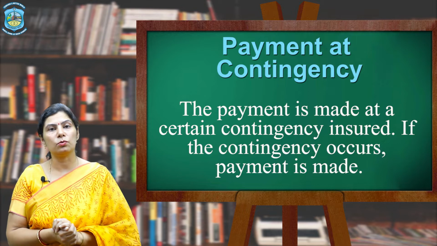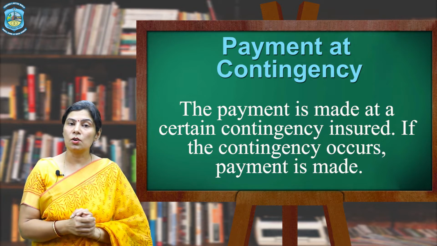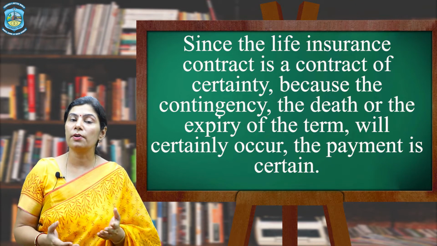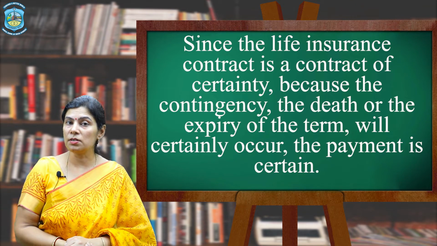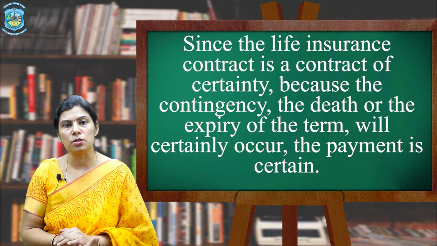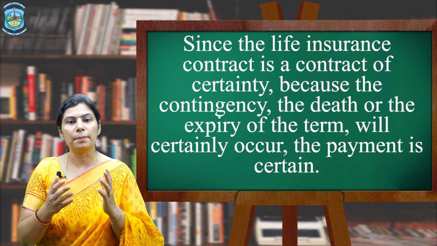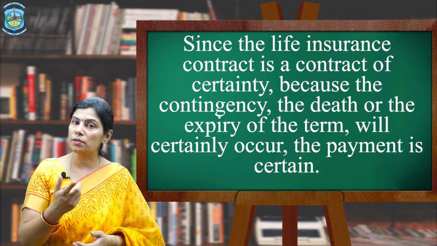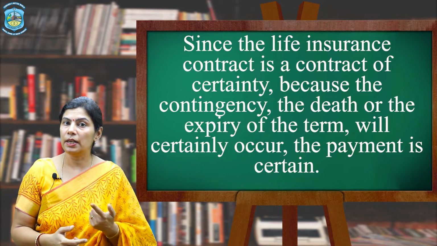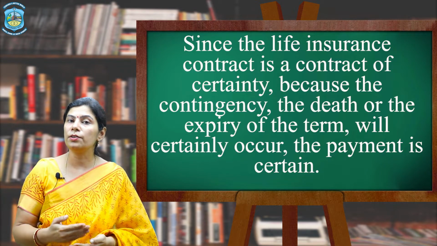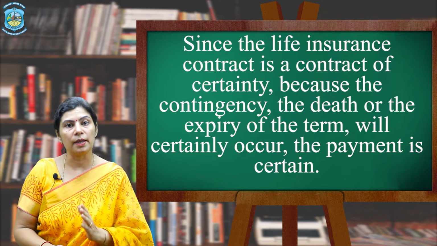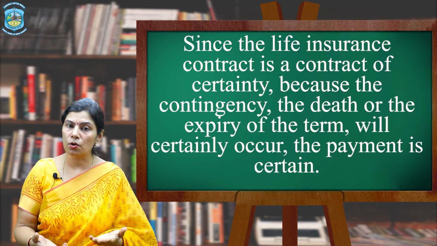Now, there is an exception to this rule. The exception is of life insurance. Since the life insurance contract is a contract of certainty, and because the contingency, that is the death or the expiry of the term of insurance, will certainly occur, the payment is certain to be made by the insurance company. So, whichever happens first, either the death of the insured or the expiry of the term of insurance, the insurance company is bound to pay the sum assured to the insured.